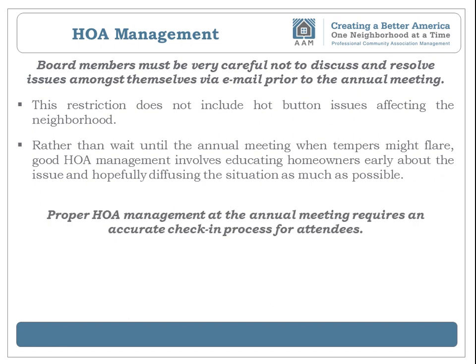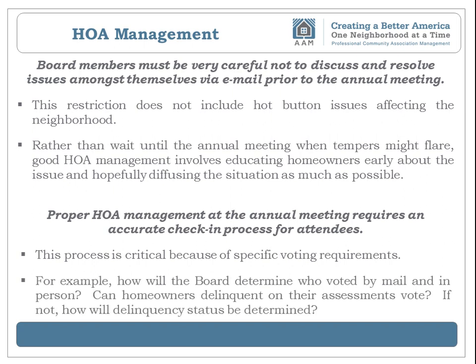Proper HOA management at the annual meeting requires an accurate check-in process for attendees. This process is critical because of specific voting requirements. For example, how will the board determine who voted by mail and in person? Can homeowners delinquent on their assessments vote? If not, how will delinquency status be determined?